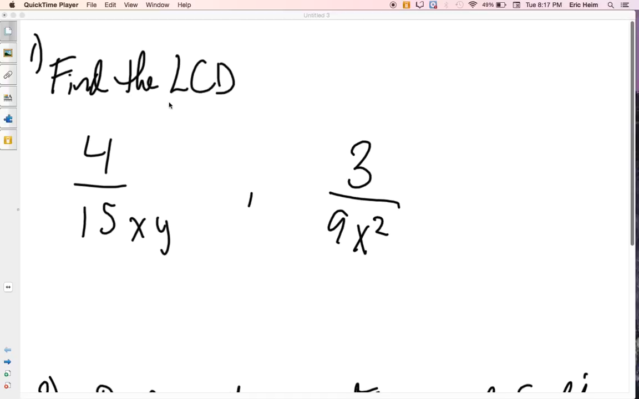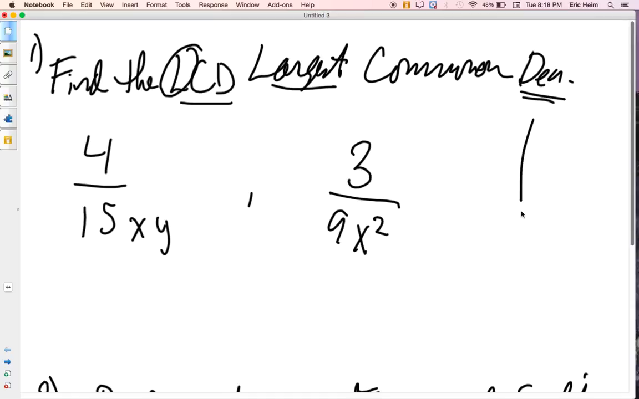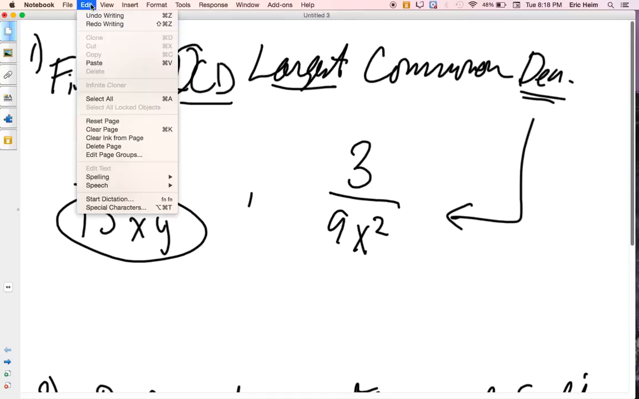But anyway, okay, the first one is called find the LCD. LCD stands for the largest common denominator. And the denominator, of course, is the bottom part of the fraction. So basically what we're saying is find the factors of the denominators and look for common factors in the denominators. So just work through this one here. Just undo those circles that I just made.